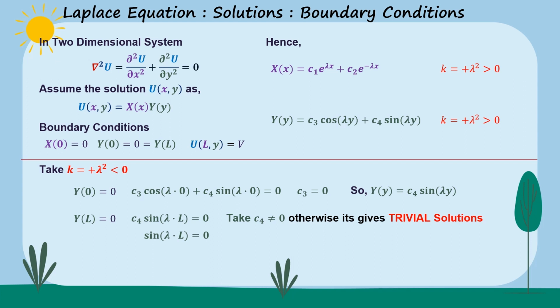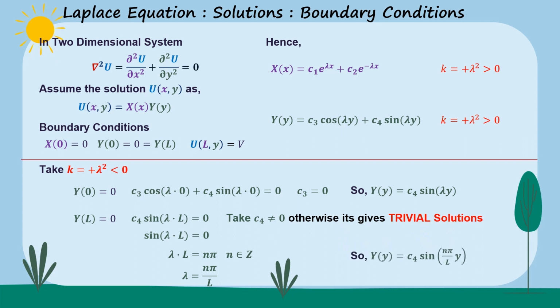Now go for the school level. It's a trigonometric equation, general solution. If sin x equal to sin theta, or sin x equal to 0, then x is n pi. So therefore the general solution will be lambda L equal to n pi, n belongs to Z, and lambda is equal to n pi divided by L. That's it. So this is called the values of lambda. Let's go ahead.